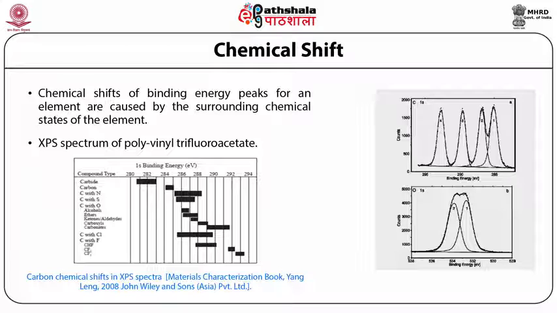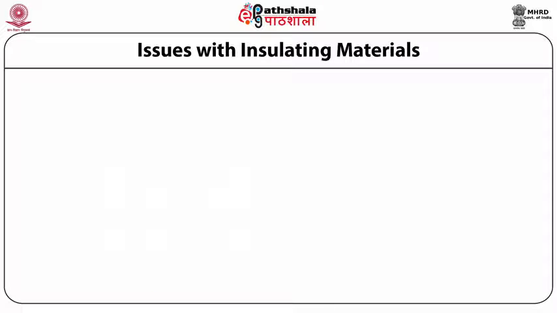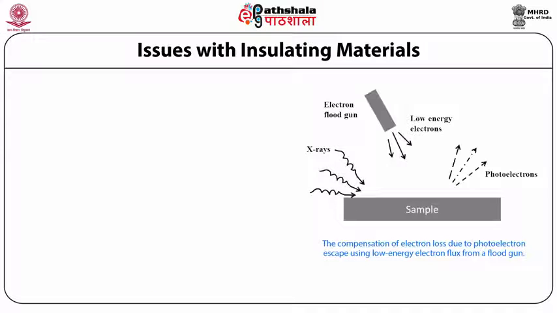Chemical shifts also occur in Auger spectroscopy spectra, and the chemical shifts can be significantly larger than the shifts in XPS. For example, the shift between metallic and oxide aluminum peaks in aluminum KL2p is more than 5 electron volts, and the corresponding shift for aluminum 2p in XPS binding energy is only about 1 electron volt. Issues with insulating materials.